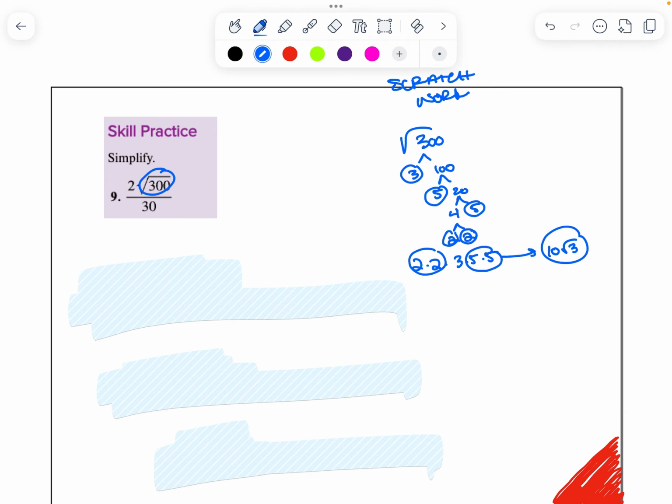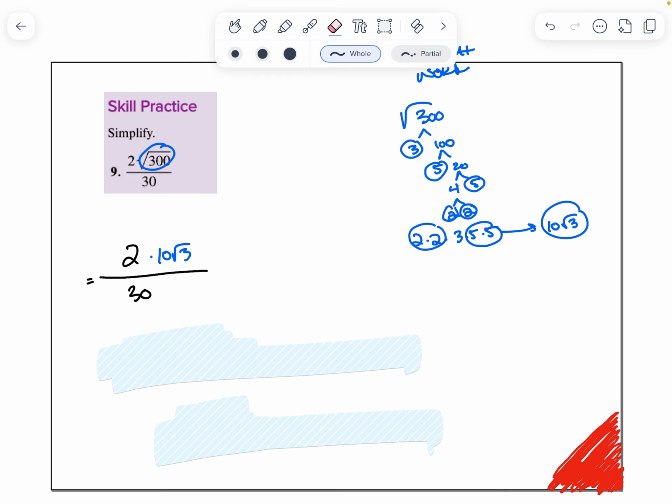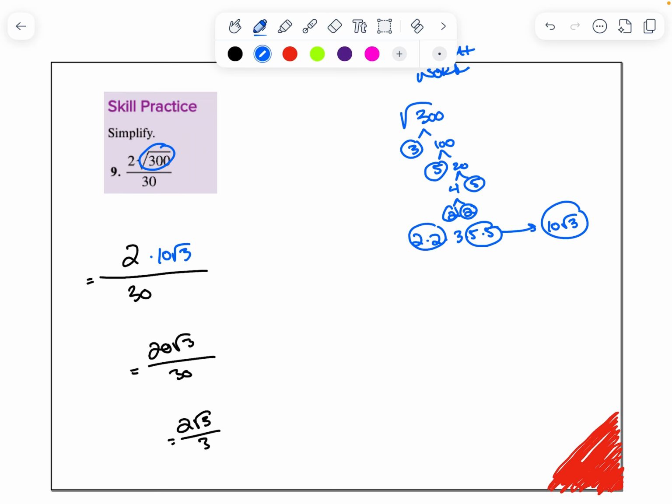That 10 square root of 3 in blue is going to replace the square root of 300. The 2 over 300 is going to remain the same. On the top, 2 times 10 makes 20 square root of 3. And then 20 over 30 simplifies to 2 over 3.